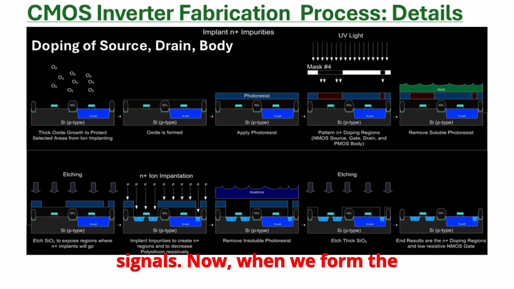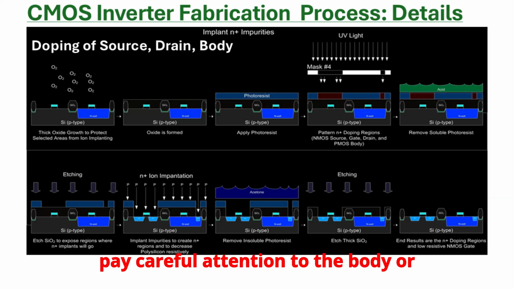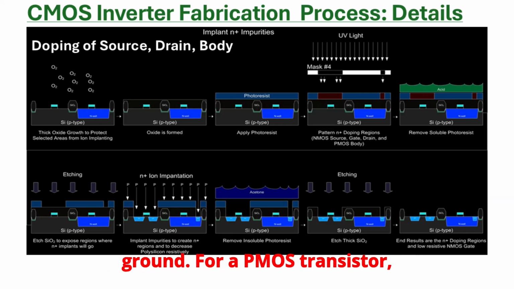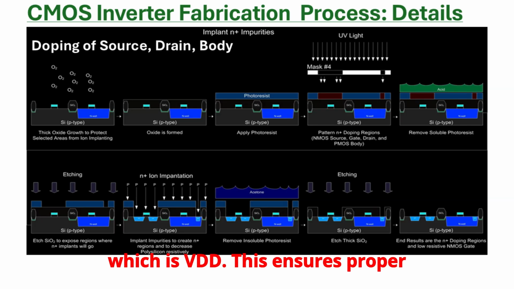Now, when we form the source and drain regions, we also have to pay careful attention to the body or substrate connections. For an NMOS transistor, the body terminal, that is, the P-type substrate, is tied to the same potential as the source, which is ground. For a PMOS transistor, the body, located in the N-well, is tied to the same potential as the drain, which is VDD.